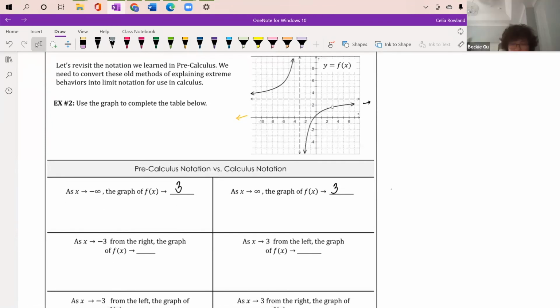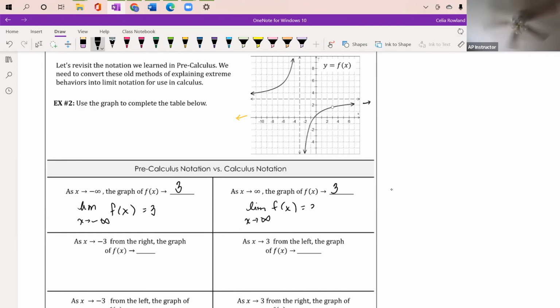As x approaches -3 from the right on the graph. So basically this is saying, let's write this now in calculus notation. We'll write them as the limit as x goes to minus infinity of f of x is 3. And the same thing over here, the limit as x goes to infinity of f of x is 3.